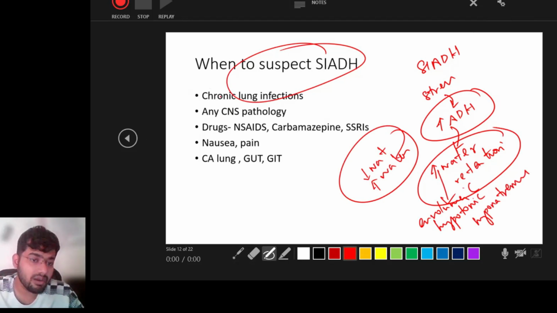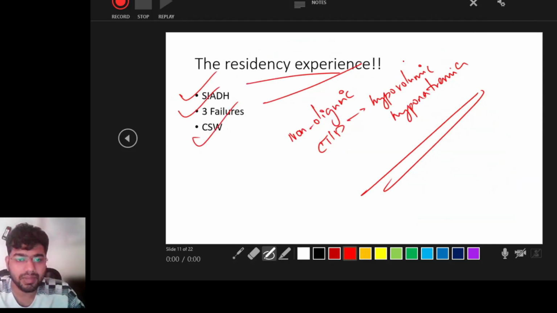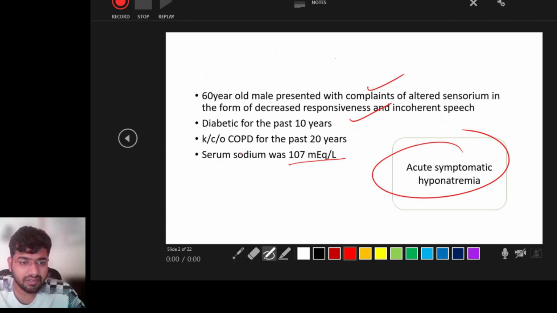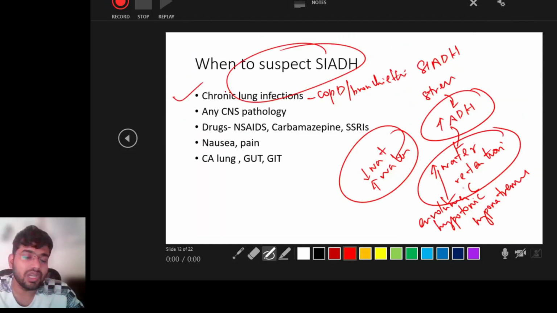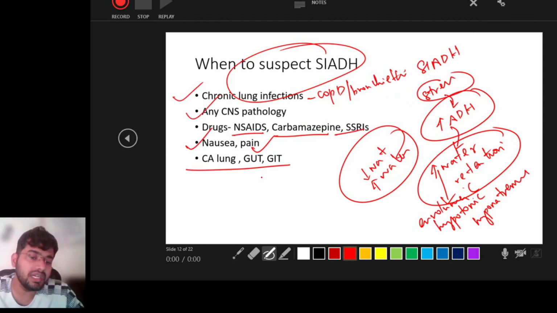So what are all the stresses? The common stresses include lung infections like COPD, bronchiectasis. As I had shown here previously in my case, the patient had COPD for the past 20 years, so there's a very good chance that this patient might be having SIADH. Any CNS pathology, drugs, particularly NSAIDs, carbamazepine, and SSRIs; even nausea can trigger SIADH, pain can trigger SIADH, any forms of stress, and CA lung, genitourinary tract, and GIT, that is the gastrointestinal tract. Remember the causes, very, very important, particularly chronic lung infection.